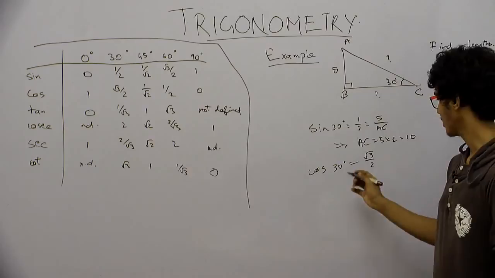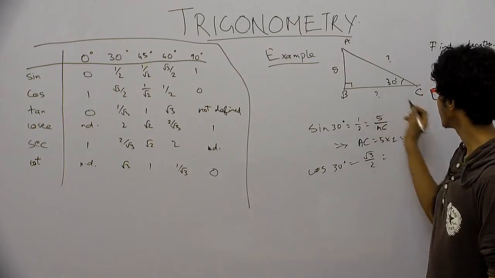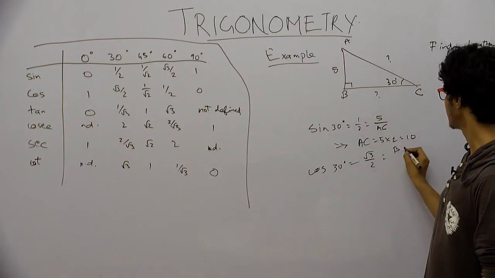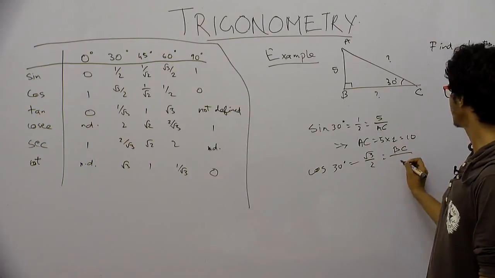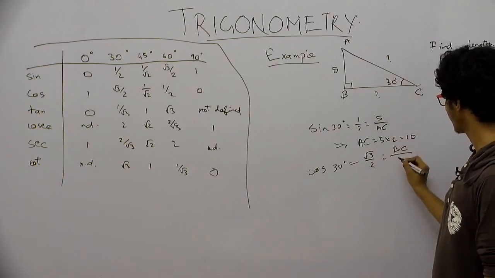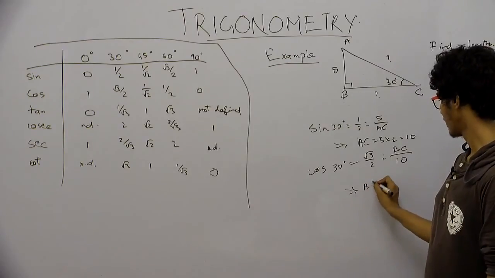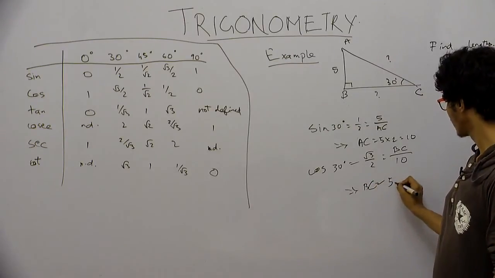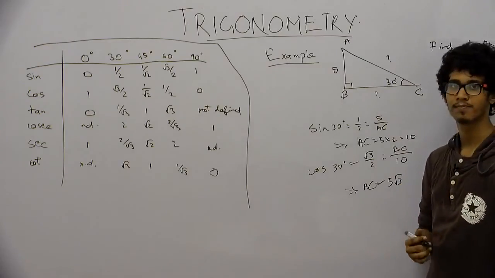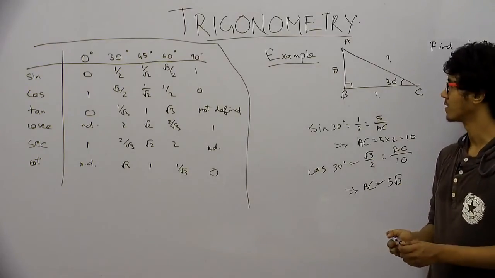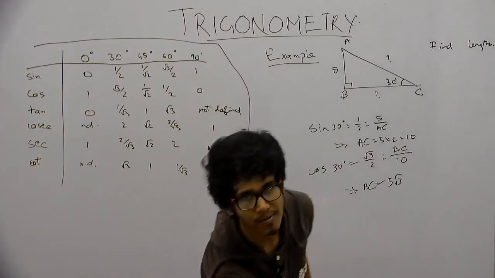Okay, cos 30 degrees, this becomes BC by AC. AC we have just found out is 10, so we get that BC equals 5 root 3 units. Okay, I hope you understand that. Let's move on to another example.